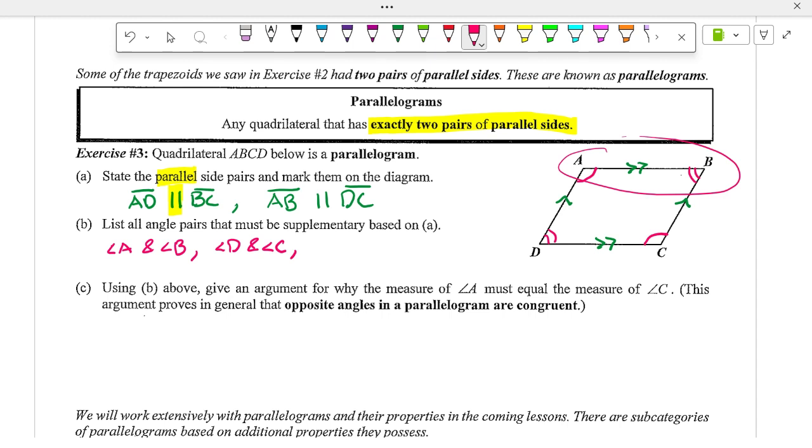We already got... did you say C and D or C and B? C and B. Good. So just because they're on a different side doesn't mean that they're not supplementary. And what's the last one? A and D. So your parallelogram should have 4 sets of consecutive angles, meaning that they're supplementary. Should have 2 sets of opposite angles, which are congruent.